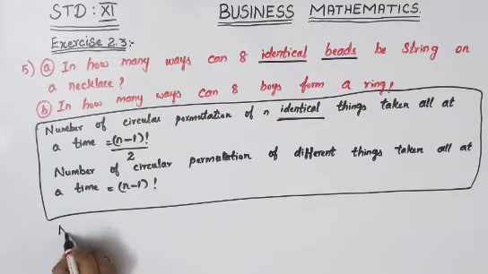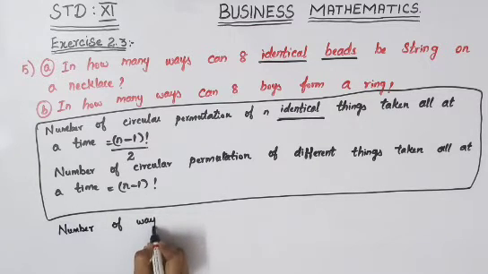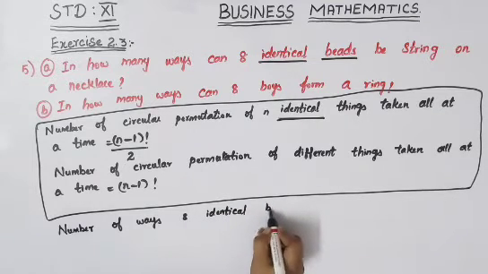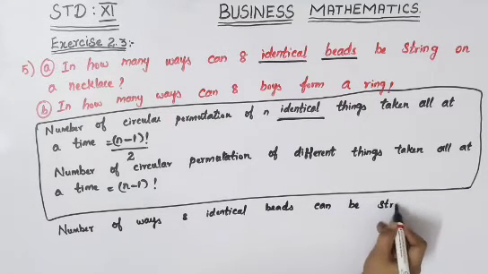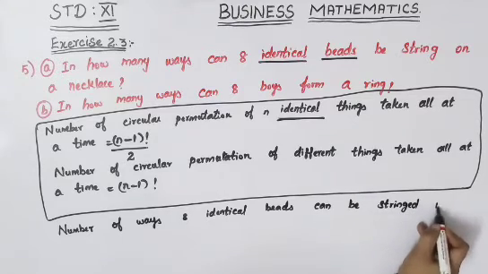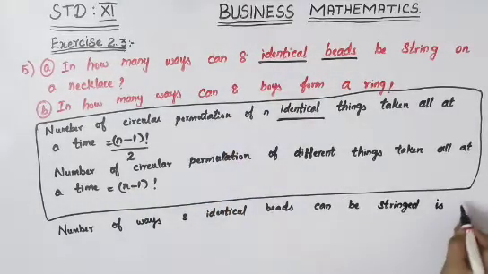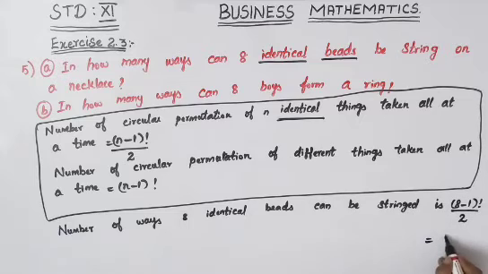So the number of ways 8 identical beads can be strung is n minus 1 factorial divided by 2. Here n is equal to 8. So 8 minus 1 factorial divided by 2, that is equal to 8 minus 1 which is 7 factorial divided by 2. So this is your answer for your first subdivision.